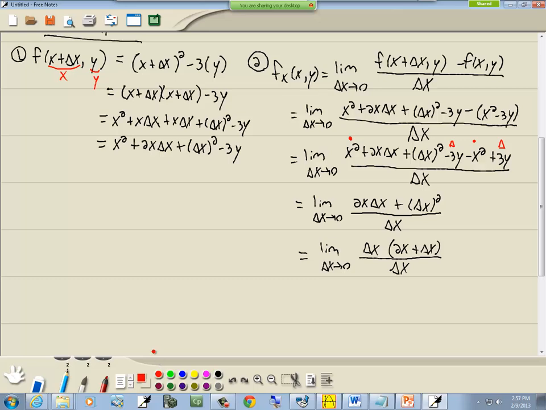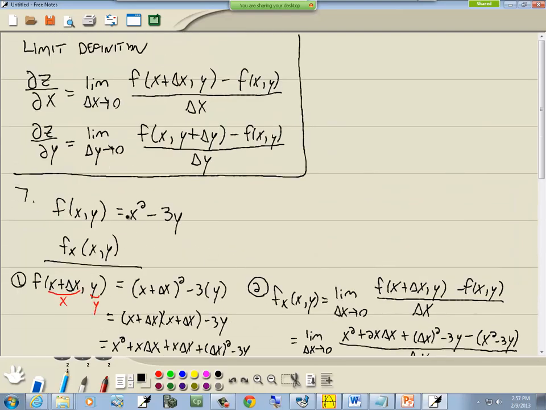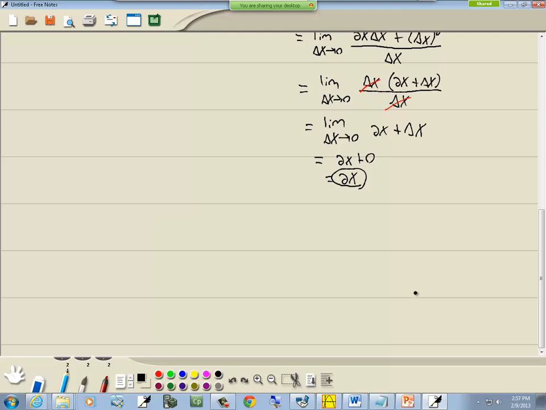Now up on top, we've got delta x times something, so this delta x cancels that delta x. You can only do that if you've got multiplication up on top. So we've got the limit as delta x goes to 0 of 2x plus delta x. And now we can plug our 0 in for delta x. So we get 2x plus 0, which gives us 2x. Now, look at our original problem. If we took the derivative of that with respect to x, if we treat negative 3y like a constant, it drops away, and the derivative of x squared is 2x. So that checks. You can do checks on these using a shortcut we've already talked about.